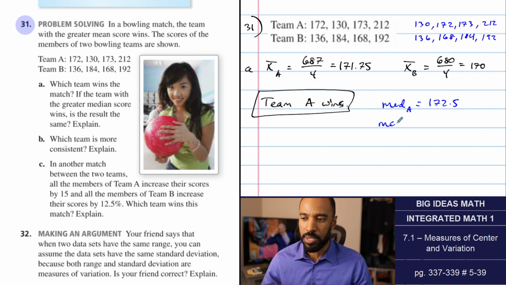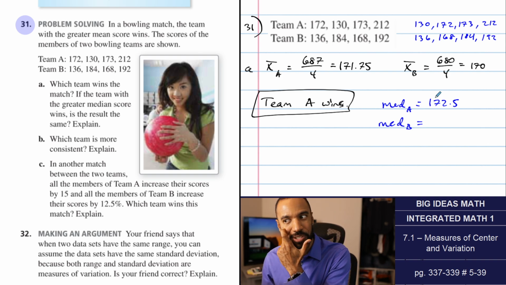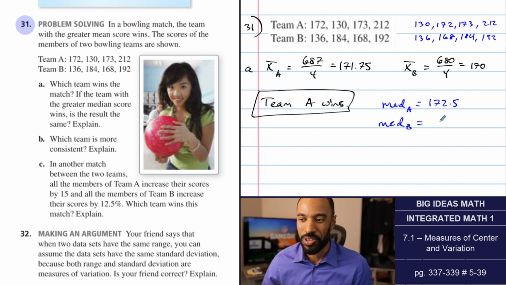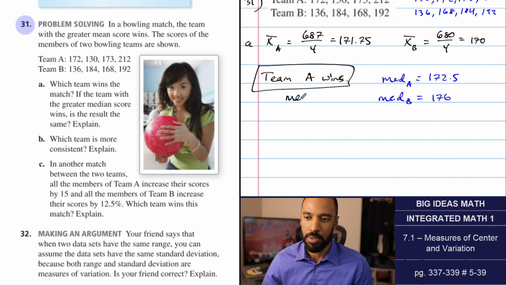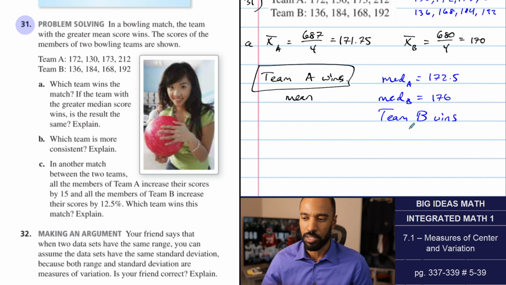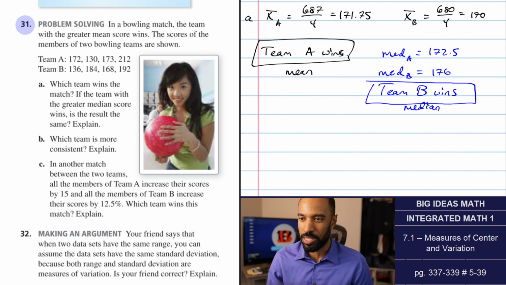The median of B, we have to average 168 and 184. Half the distance between those is 176. So you average them, you get 176. Team B wins if you refer to median. So team A wins with mean. Team B wins with median. I wish these were different questions, like part A and part B, because it is hard to distinguish these different parts. Team B wins with median. Who would ever do median in a bowling thing?